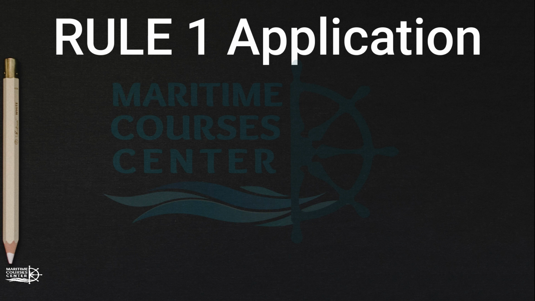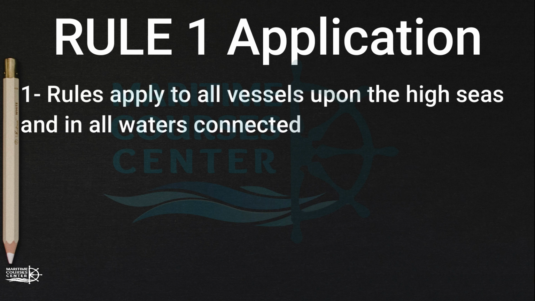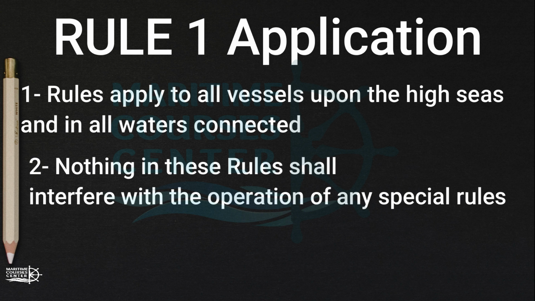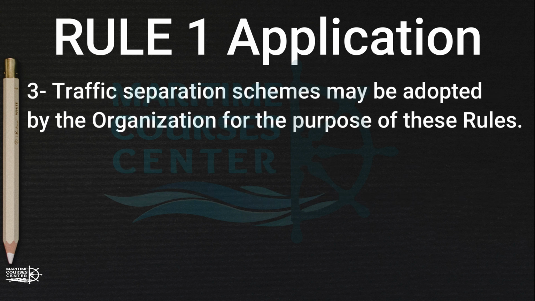Rule number 1, application. To sum up rule number 1, I'm going to make it in 3 points. First point, rules apply to all vessels upon the high seas and in all waters connected. 2. Nothing in these rules shall interfere with the operation of any special rules. 3. Traffic separation schemes may be adopted by the organization for the purpose of these rules.